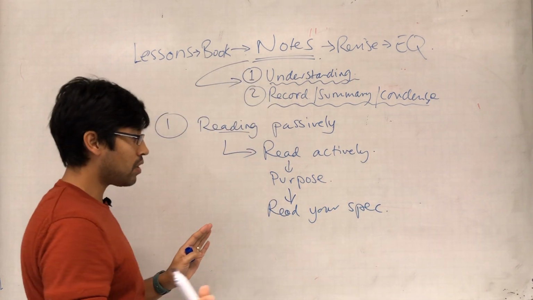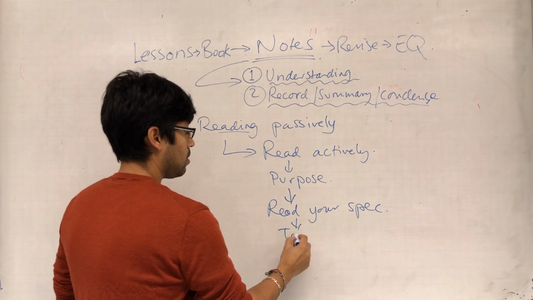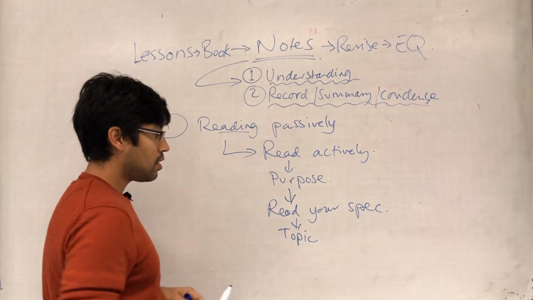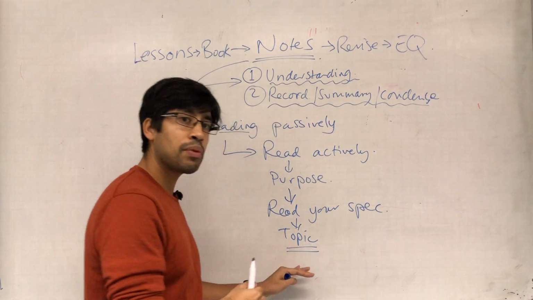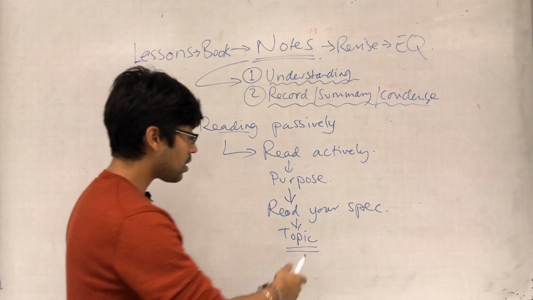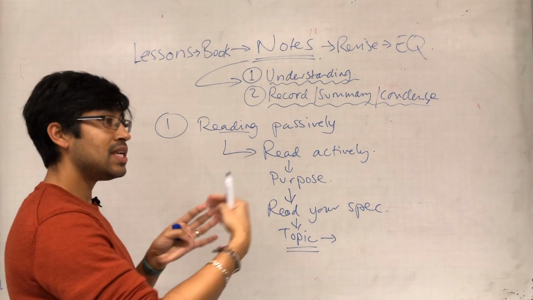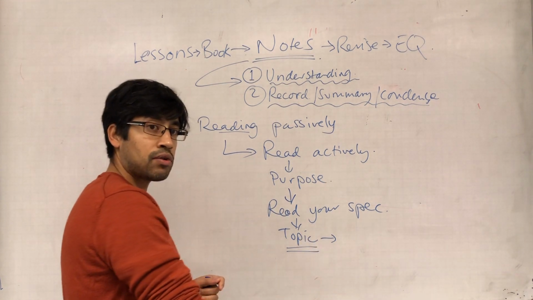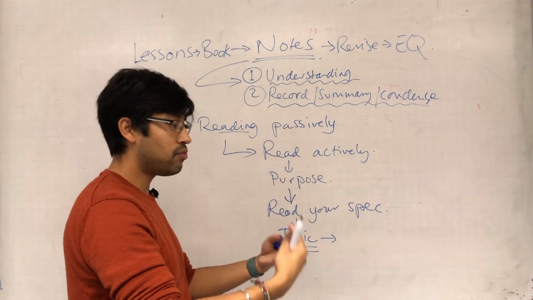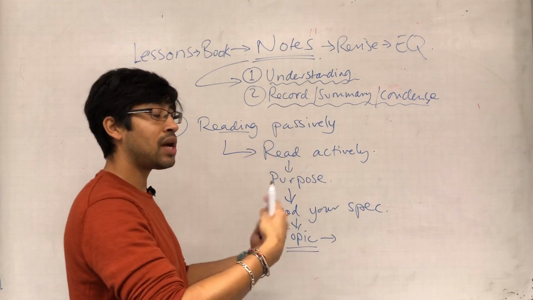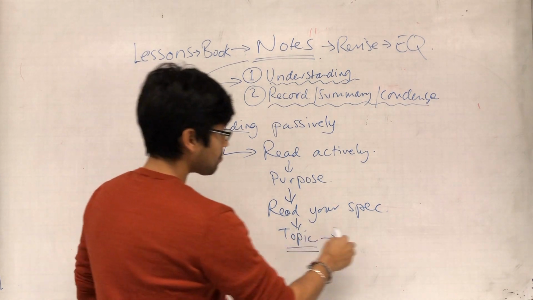I'm not talking about back to front. What I'm saying is, if you have a particular topic that you're looking at, then go to that section of your specification, find the topic that you're supposed to be covering, and then find out what your specification details in relation to that topic. And then as you read your textbook, you're waiting for that information to come up. You're actually looking for that information as you read. Okay?